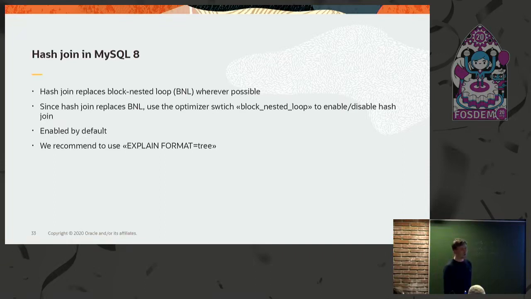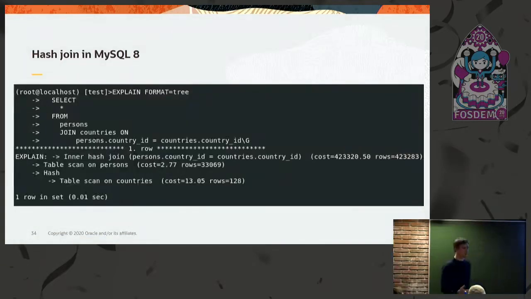If you want to see whether or not your query is using hash join, we recommend you use the new EXPLAIN FORMAT=TREE output. That's the one EXPLAIN that gives you an accurate representation of our iterator execution tree. Here you can see an output from EXPLAIN. Very clear, you can see that we have an inner hash join. You can see the join condition. You can also see which of the tables was chosen as the build input. In this case, it's the countries table.